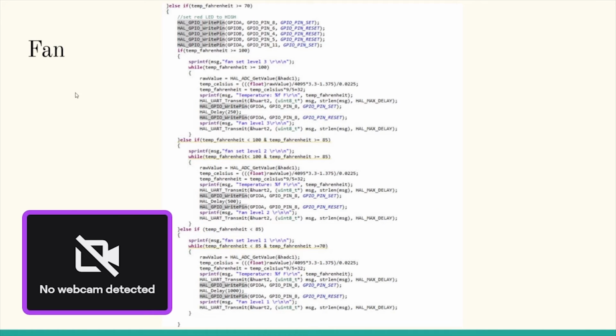For the fan, it's very similar. If the temperature is greater than 70 in Fahrenheit, we have 3 if statements with while loops. So while the temperature is in that range depending on fan level 1, 2, or 3, we will have the fan pulse at a quarter second or half a second or 1 second depending on the level. We'll also send a message through the UART and print it on the Raspberry Pi at that rate as well on the output. And we also calculate Fahrenheit, Celsius, all that from the temperature sensor.